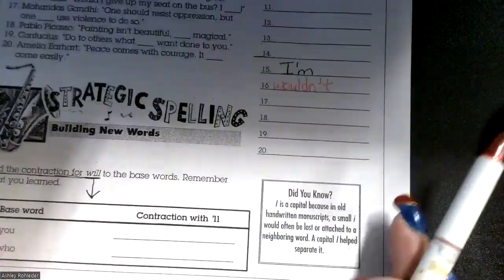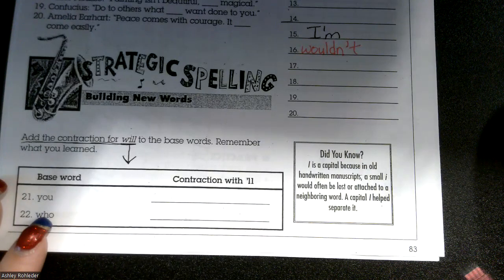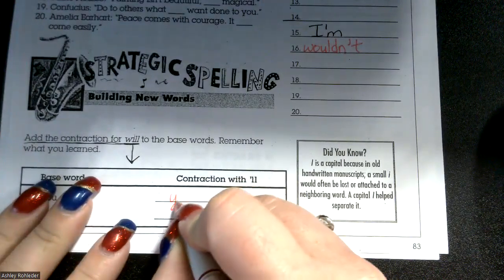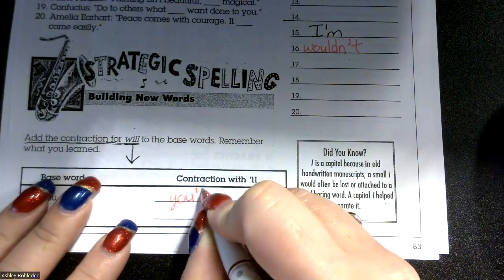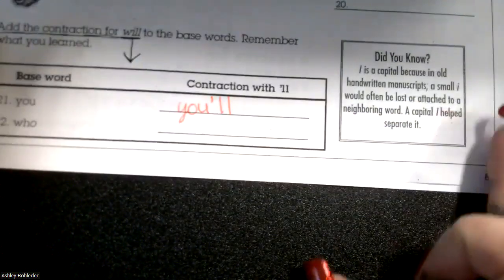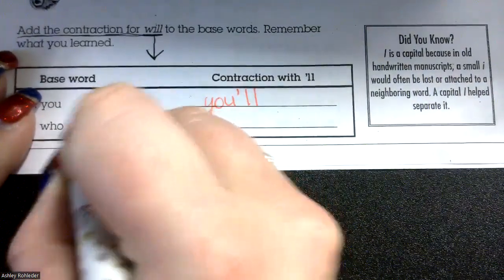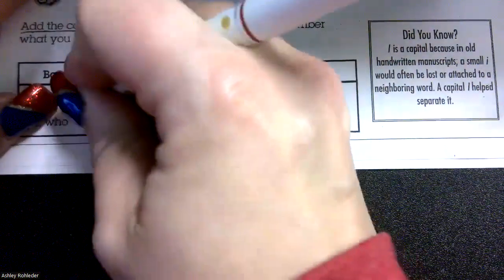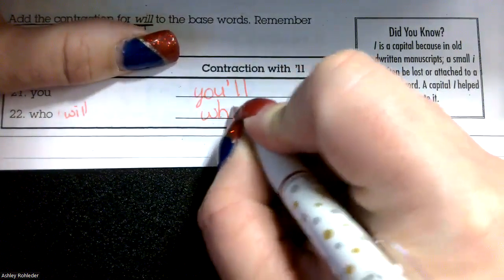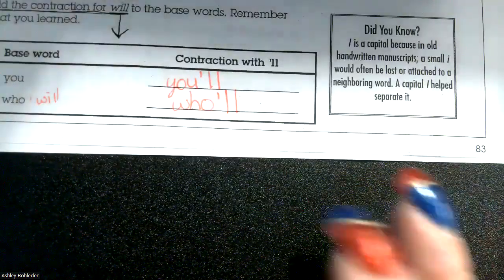Okay, for 20 and 21, add the contraction for will to the base word. So you'll, how would I do that? Spell it though. Right, apostrophe LL. Y-O-U apostrophe LL. So who with will, what would that be? How would I say it first? Who'll. So W-H-O apostrophe L-L. Who'll.